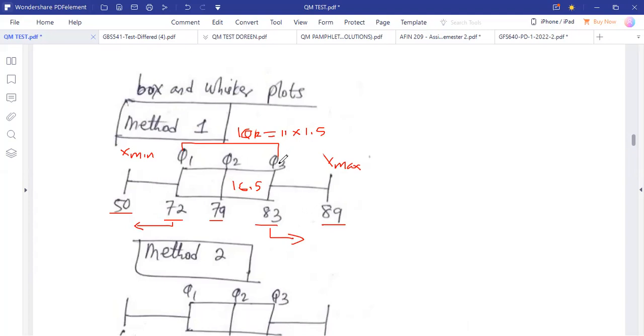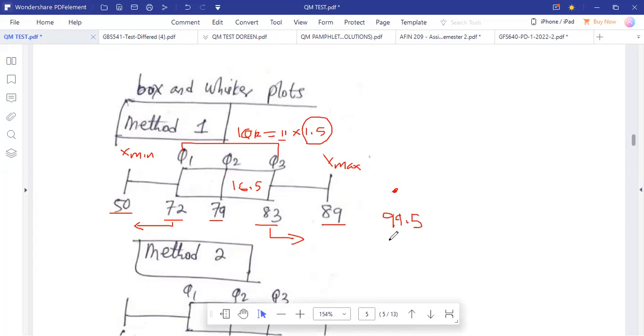Repeat. First, find the interquartile range by subtracting the lowest quartile from the highest quartile. The answer is 11. The standard value of 1.5 is what you multiply by that interquartile range, which gives 16.5. So 16.5, when you add it to this figure there, we get 99.5. And from this figure, you subtract the 16.5, what do we get?